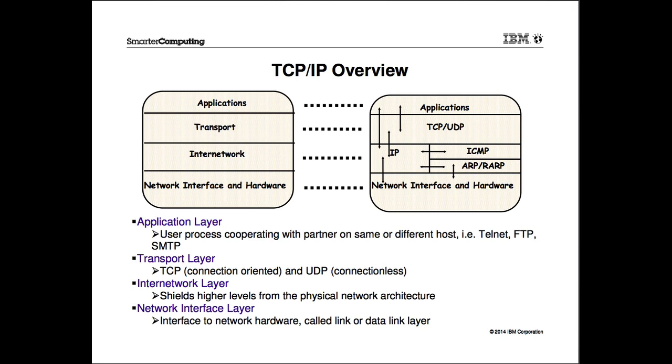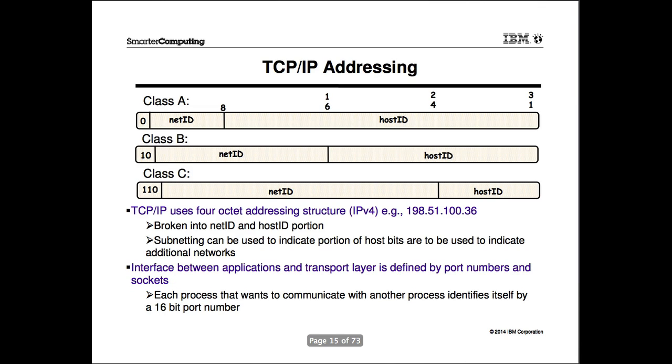This layering is key to making TCP/IP manageable. There are different products and different protocols at different layers of the network. Now, TCP/IP addressing. We're probably all familiar with TCP/IP addresses. It's 4 octets. Each octet is between 0 and 255 because it's an 8-bit binary number. But a TCP/IP address is broken up into a net ID and a host ID portion. Which part of that is network and which part is host can vary.